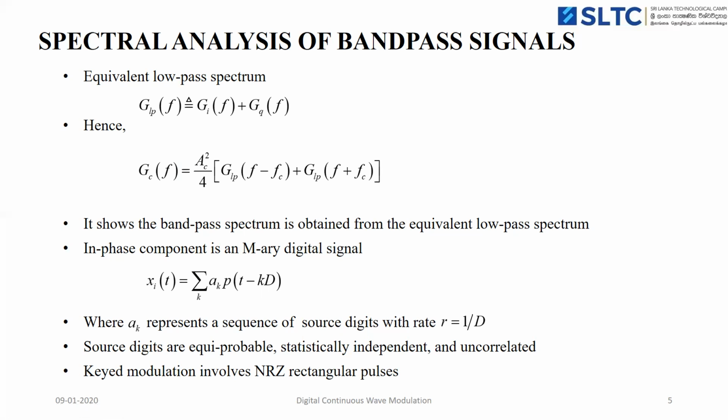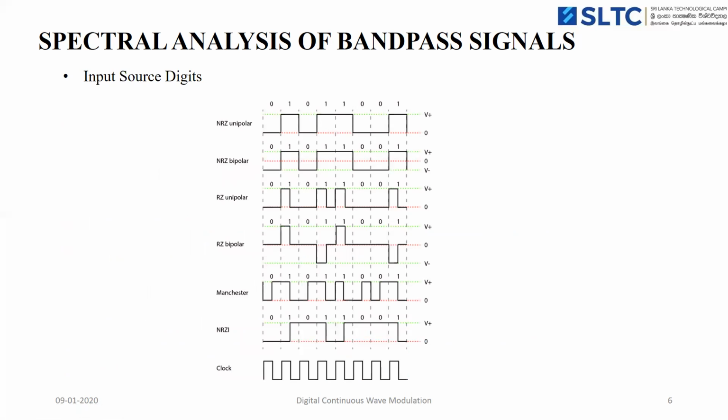Okay, so the key modulation technique in this method is NRZ rectangular pulses. This waveform shows the various types of rectangular pulse waveforms, like NRZ unipolar, NRZ bipolar, RZ unipolar, RZ bipolar, and so on. If you see the NRZ unipolar, it has only the positive level. But NRZ bipolar has both positive and negative levels. So in this way, the rectangular pulse waveforms are generated, and they are used as an input signal for digital continuous wave modulation.